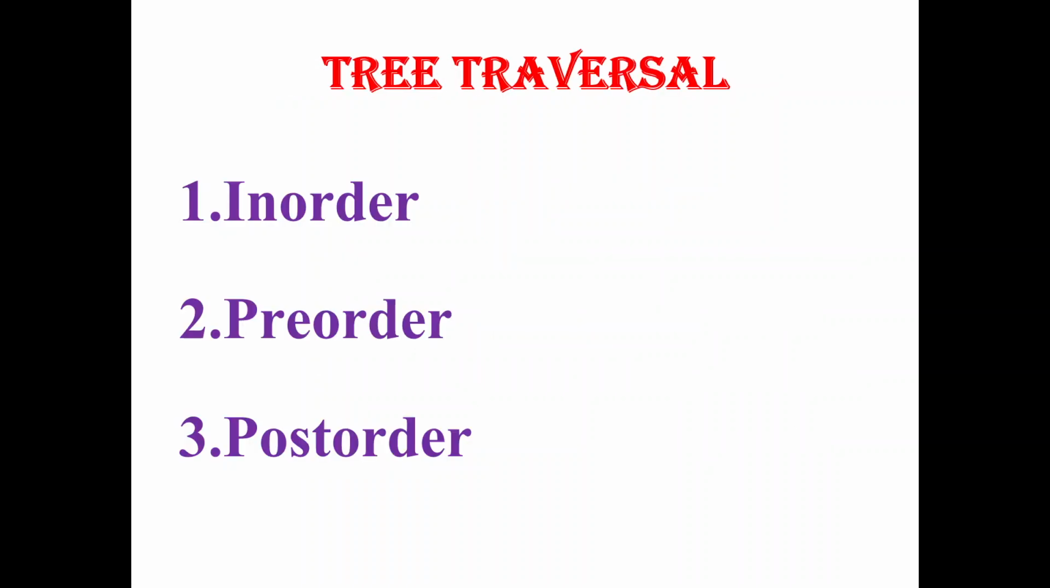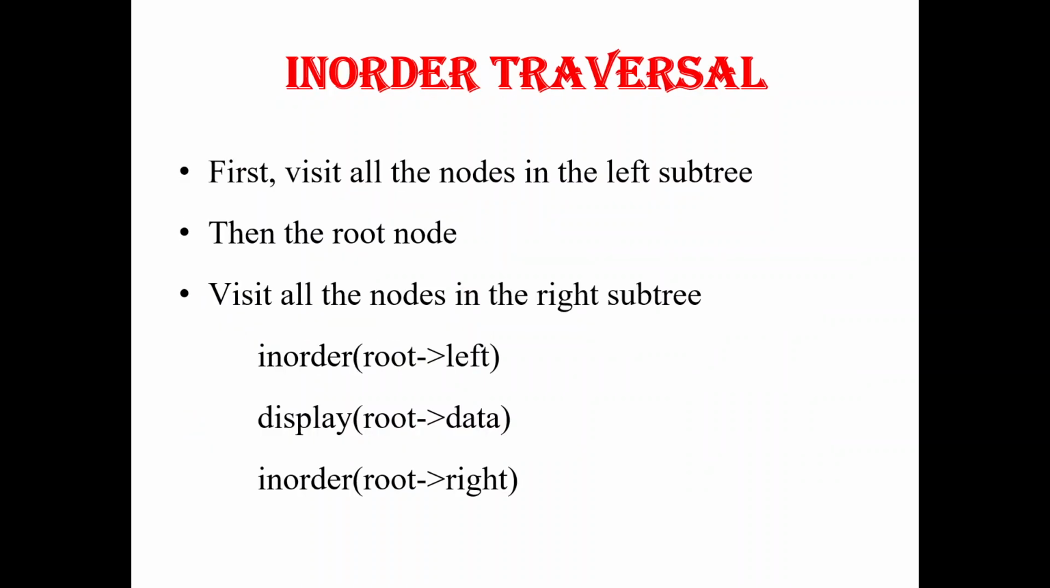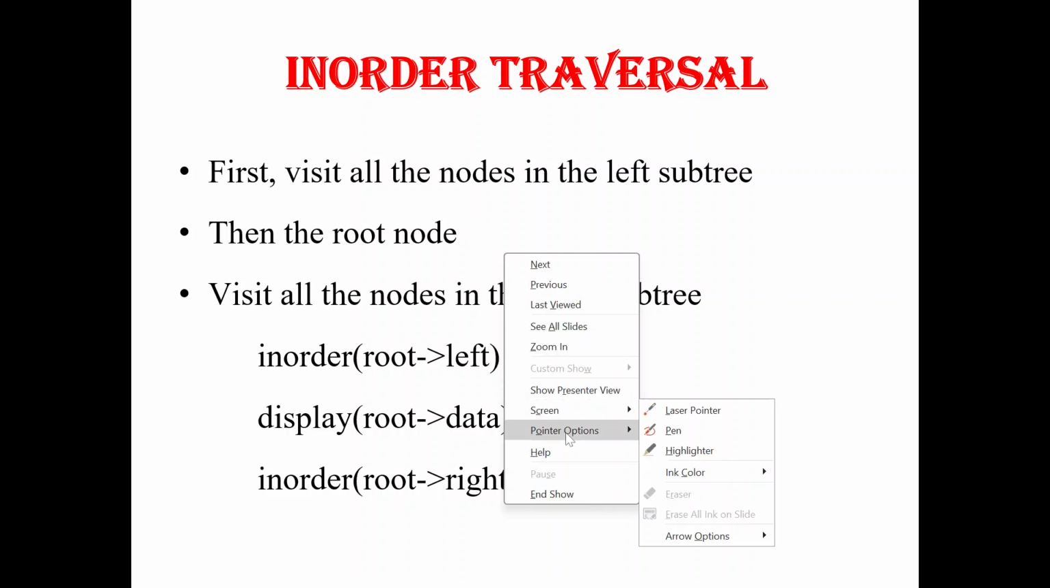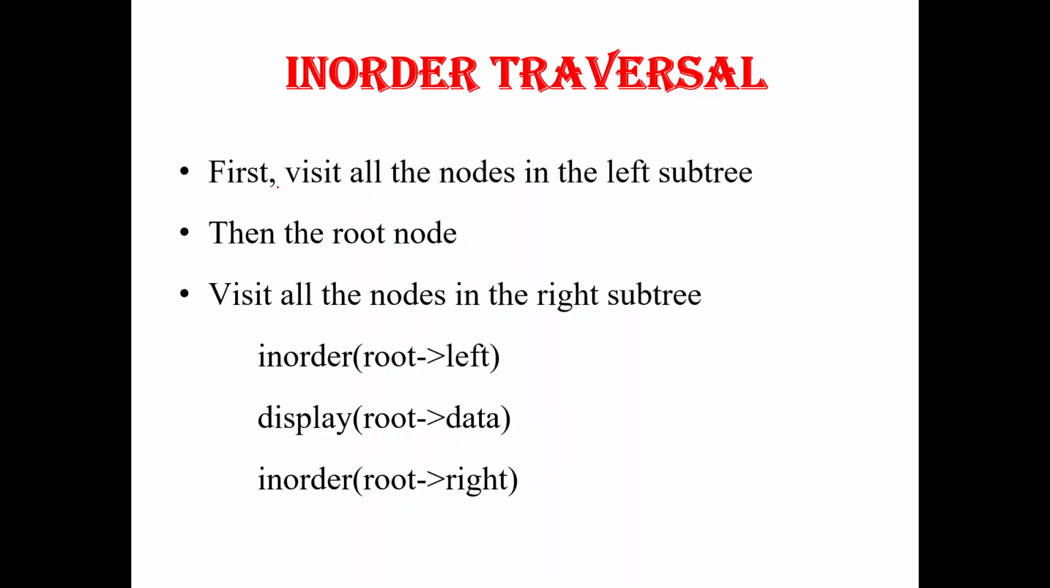As I told you, tree traversal is of three types: in-order, pre-order, and post-order. These traversals are used for visiting all the nodes at least once. For in-order, as the name suggests, first I go to the left, then root, then right. So visit all the nodes in the left subtree, then the root node, then visit all the nodes in the right subtree. So this is in-order traversal.